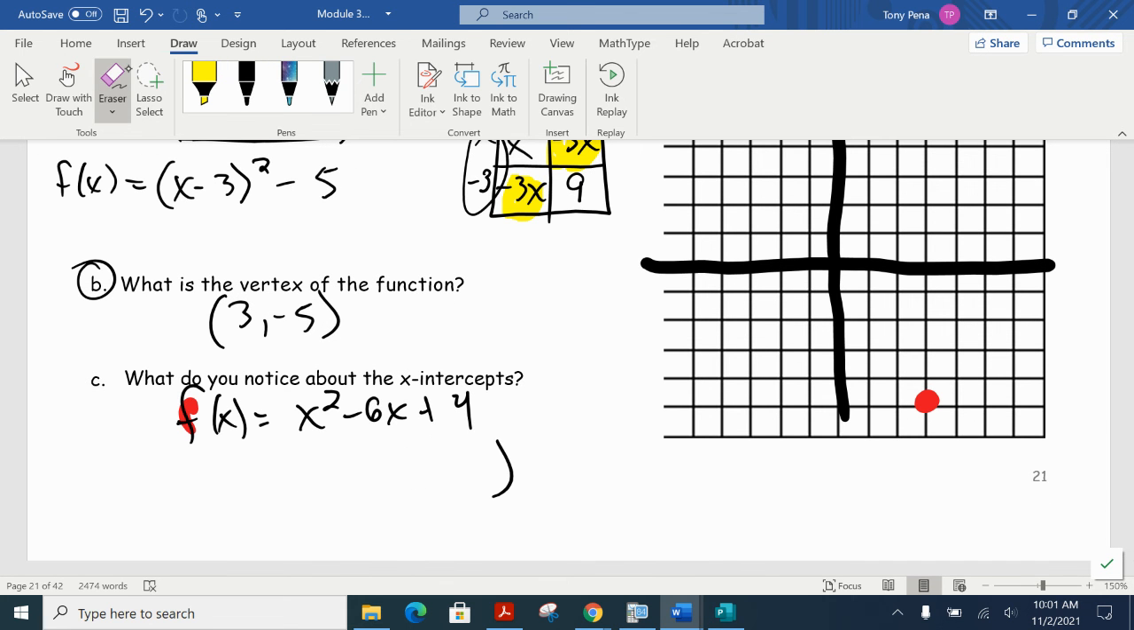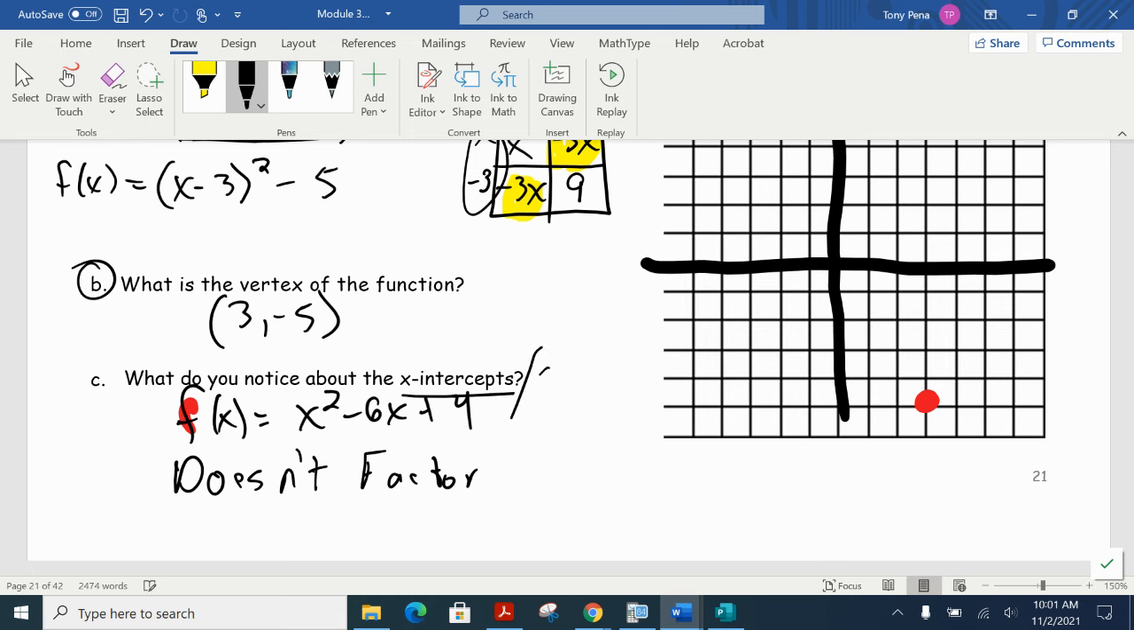All right, that's a good thing because this guy doesn't factor. If you came up with those, you're pretty clever because there's no way you can multiply two numbers to give you a 4 and then get that negative 6. So if I now ask you to find the x-intercepts, and remember the x-intercepts are also what we would consider solutions or our zeros, you can't factor this one in order to figure that out.